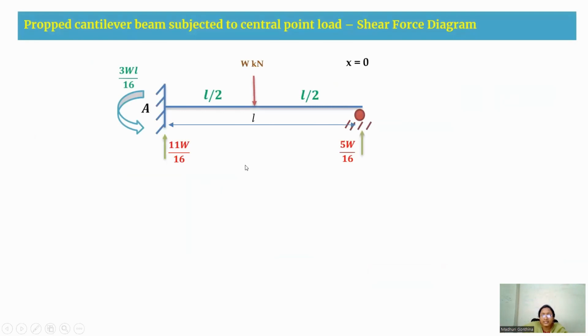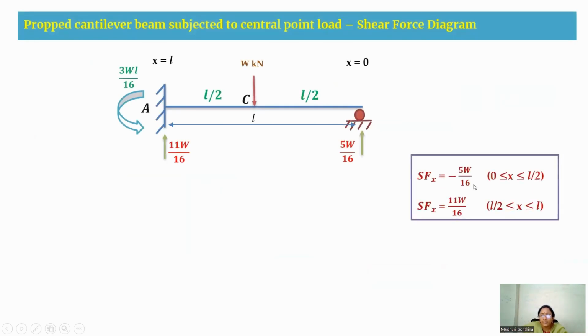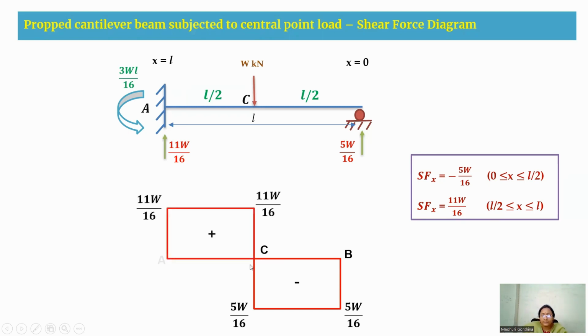After getting these values, you can see from 0 to L by 2 it is minus 5W by 16, and from L by 2 to L it is 11W by 16. So we have a downward value from x equal to 0 to L by 2 of 5W by 16 negative, and from C to A a positive value of 11W by 16. This is the shear force diagram. At C, that is L by 2, the shear force changes from negative to positive. This is how we draw the shear force diagram.